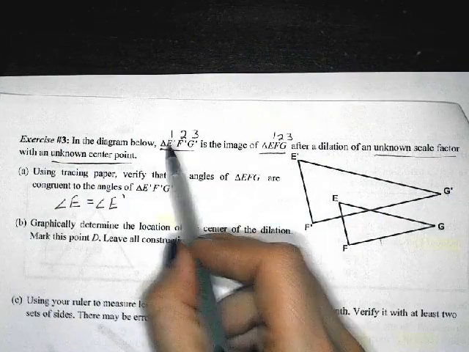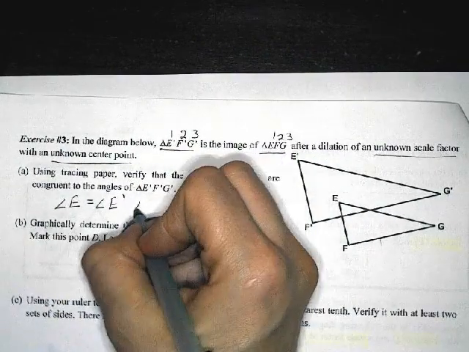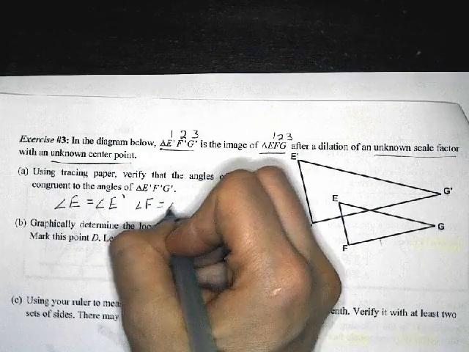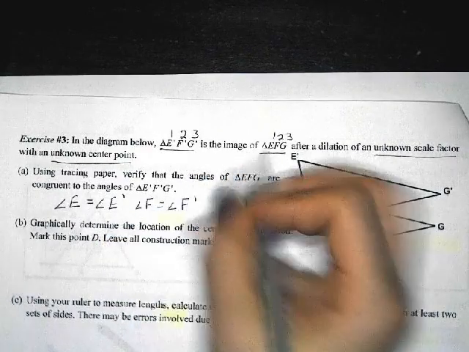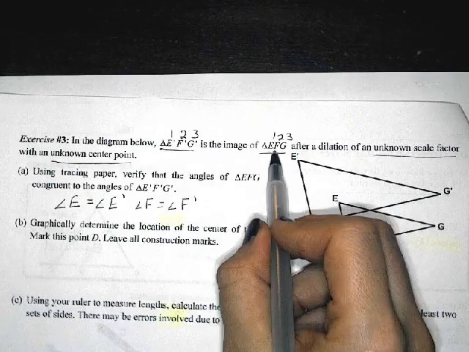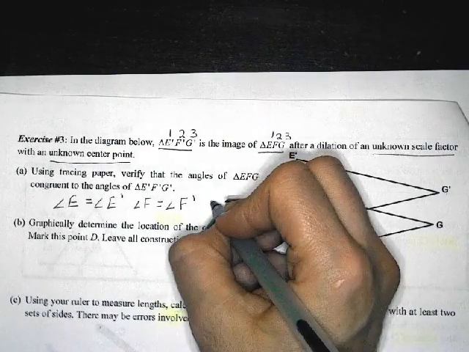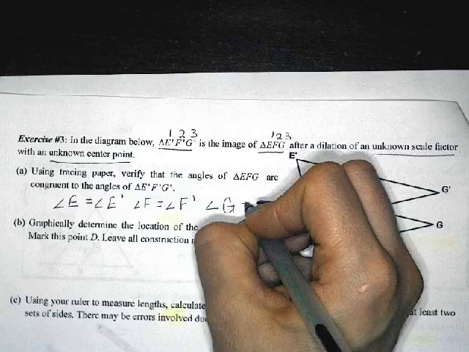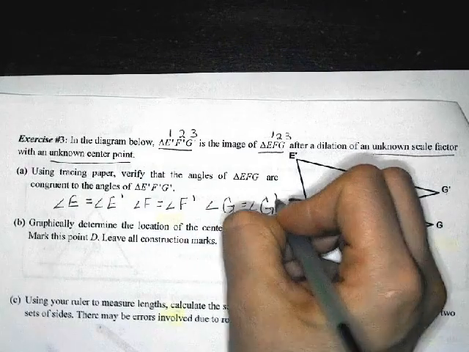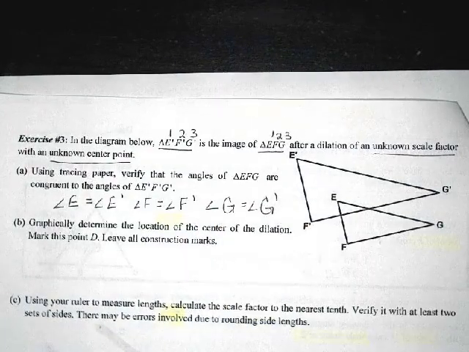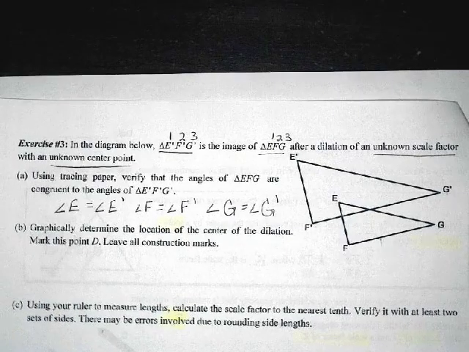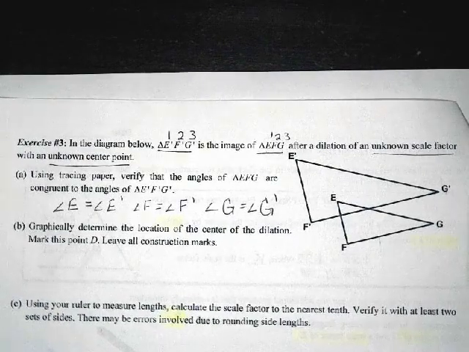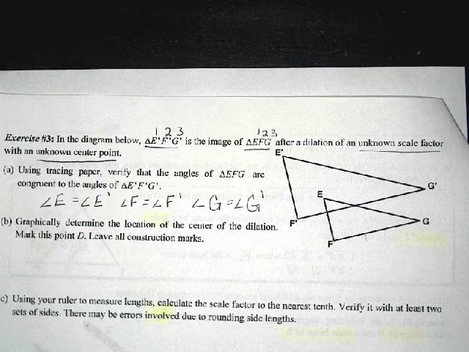So angle E equals angle E prime. Why? They're both in the first position. Angle F equals angle F prime. Why? They're both in the second position. And the last one is angle G with angle G prime. Same reasoning.